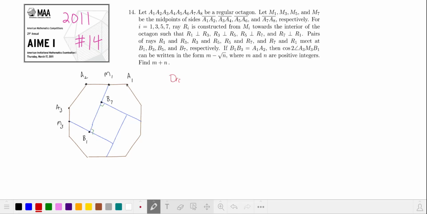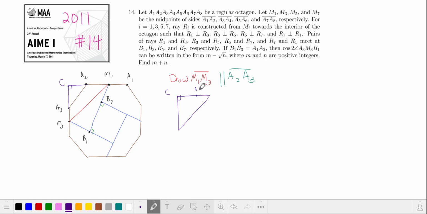First, we're going to connect the midpoints, M1 and M3. It doesn't look like it in my diagram, but this should be parallel to A2, A3. Let me draw this a little bit better so I can convince you that this is true. I'm going to extend the sides of the octagon so that they meet at this point C at a right angle. I'll replicate that over here.